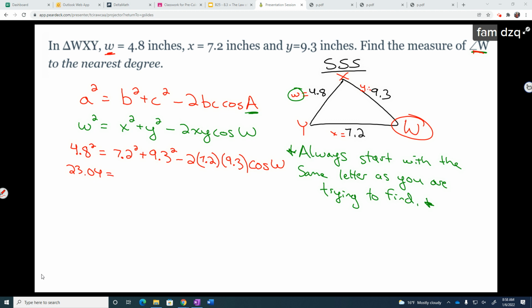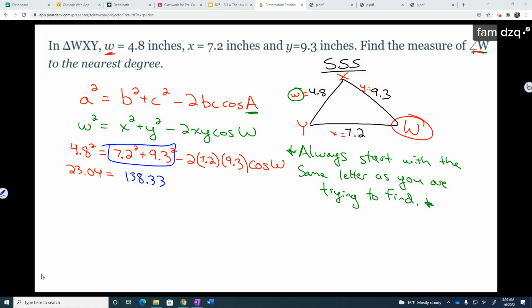And then often what I'll do here is just take these two, since they're added together, and go ahead and square them and add them together. So then just do 7.2 squared plus 9.3 squared. Just type that all in at once. And we'll get 138.33. So that's all of that put together.